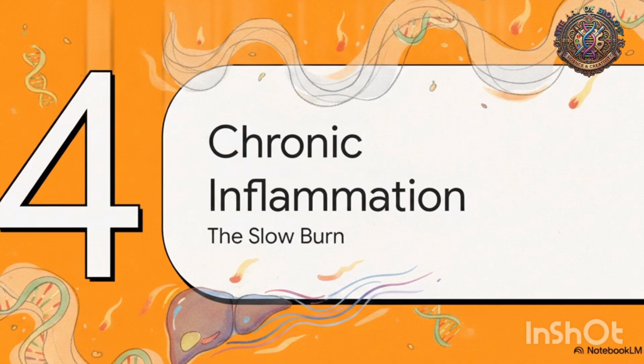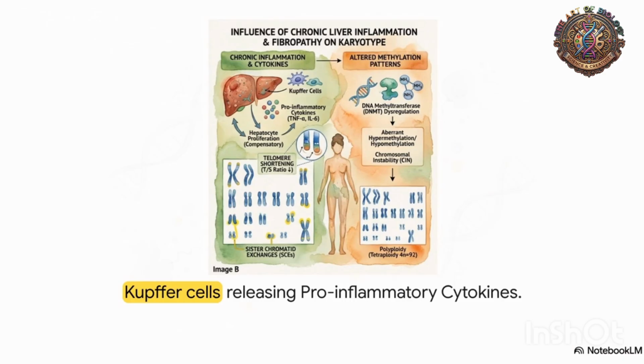Section 4, chronic inflammation, the slow burn. This chronic path starts with Kupffer cells, which are the specialized immune cells residing in your liver. In a state of chronic inflammation, these cells essentially get stuck in the on position. They just continuously bathe the liver in pro-inflammatory cytokines, specifically TNF-alpha and IL-6.